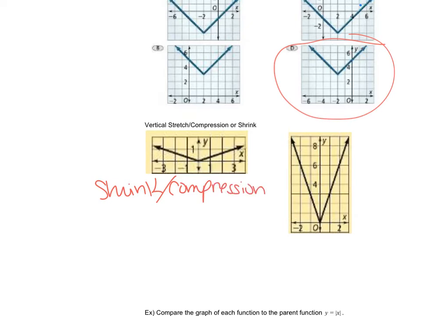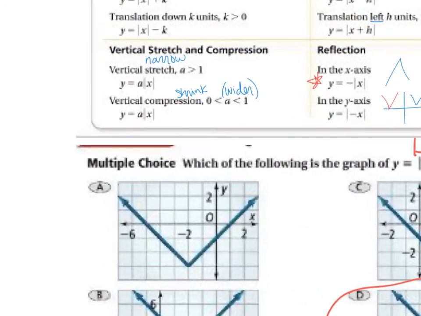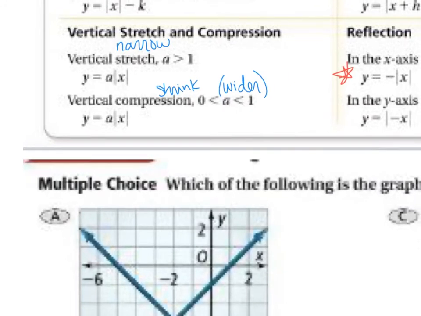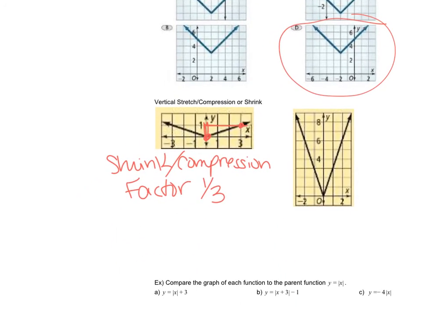And then let me tell you what the factor is. So you just find the slope of the line. So start here, goes to here, up 1 over 3. So the factor is 1/3. And that makes sense because up here it said our vertical compression is if the number is between 0 and 1. So this is a fraction between 0 and 1, so you would do y equals 1/3 absolute value of x. And that's it, because it still starts at the origin.